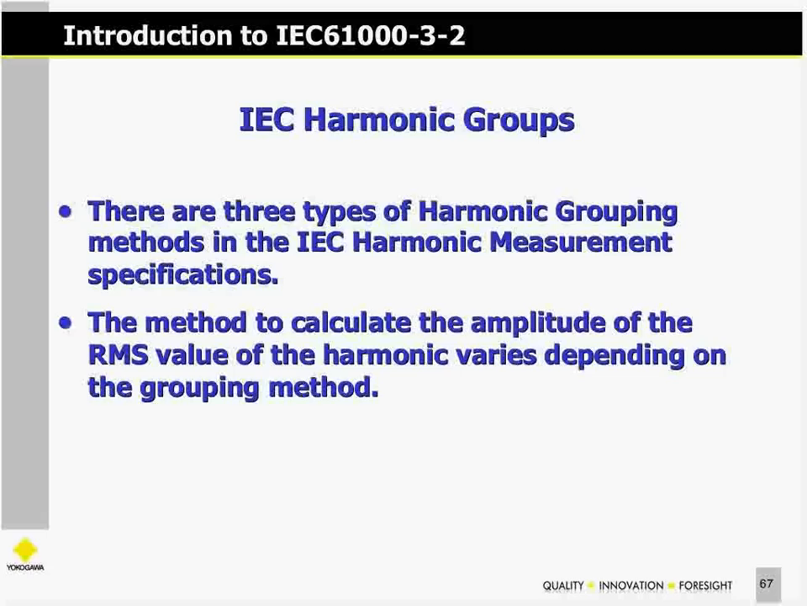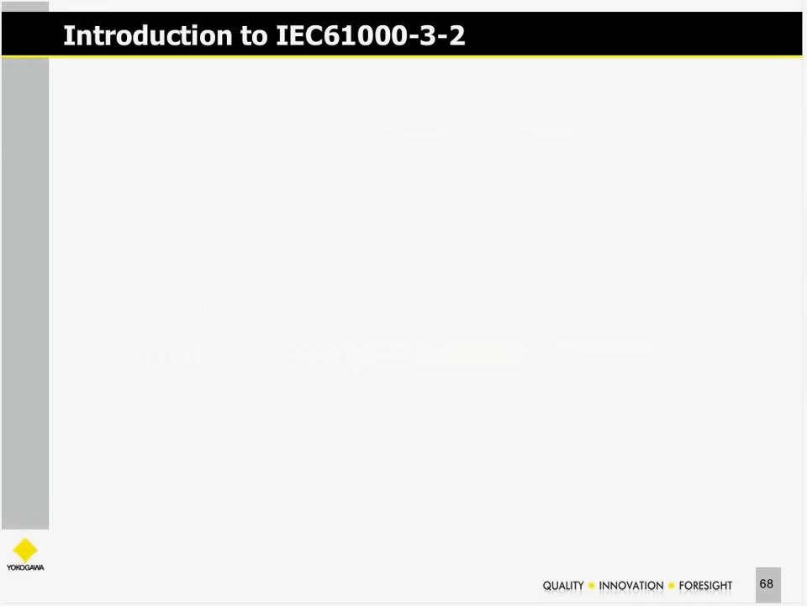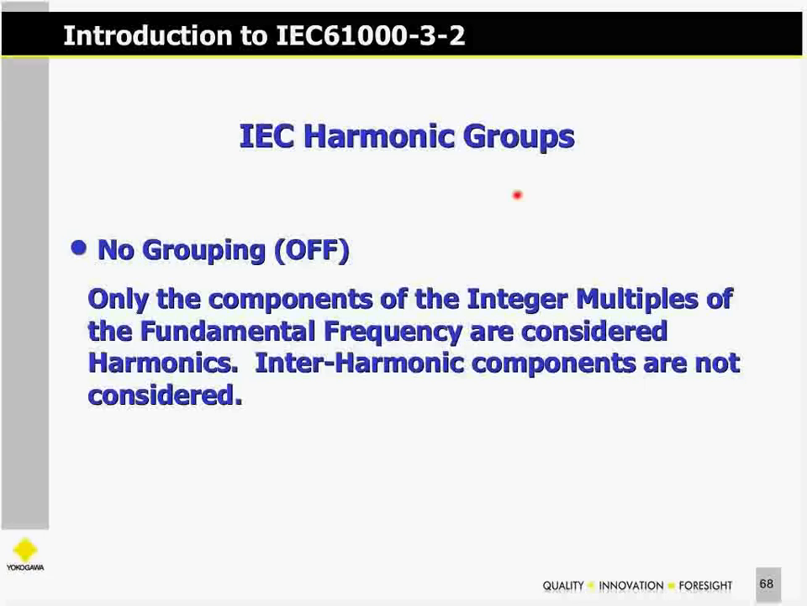Then the latest standards go into what they call groups. And here we can group these inter-harmonics together to do part of the calculation. And this, again, gets pretty elaborate and is done in our software. So we can start out, of course, with no grouping. So we just look at the integer harmonics. That's the simple way of doing it.